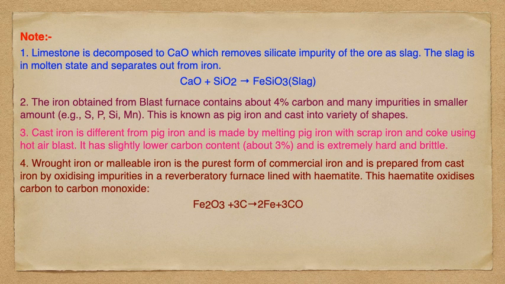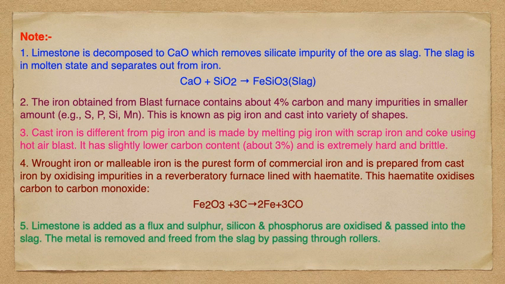Which is the purest form? It is the pig iron. All these three forms of iron have different content of carbon. They differ in the content of carbon. Now, limestone is added as a flux, and sulfur, silicon, phosphorus are oxidized and passed into slag. The metal is removed and freed from slag by passing through rollers.